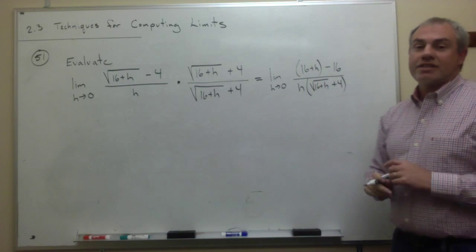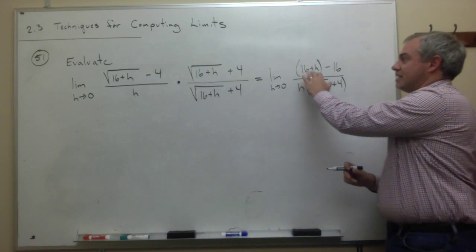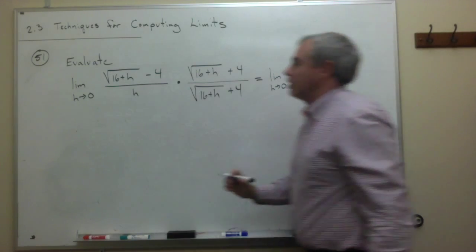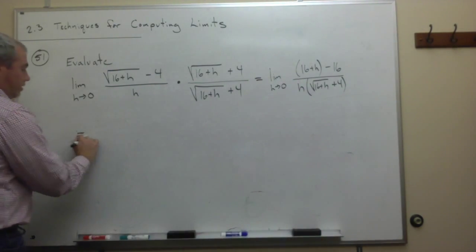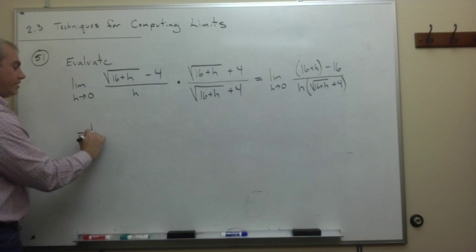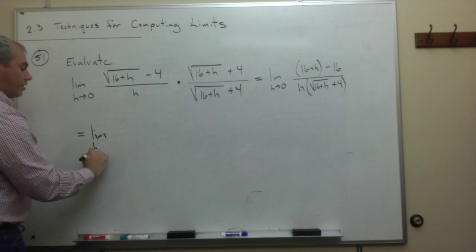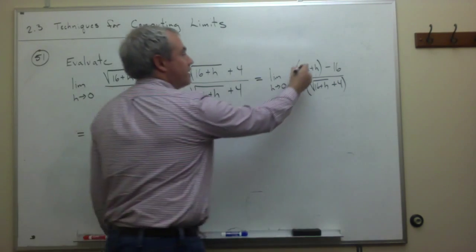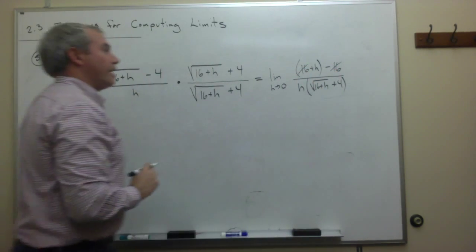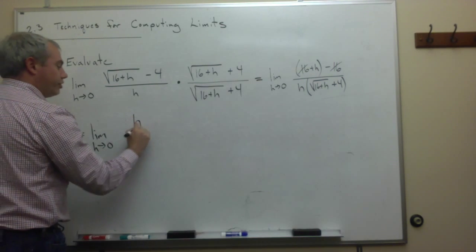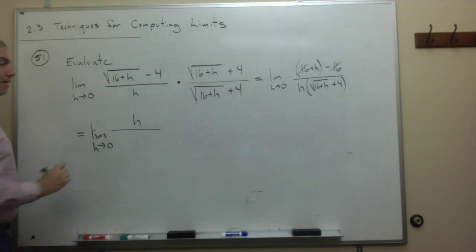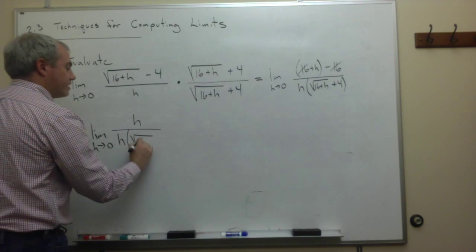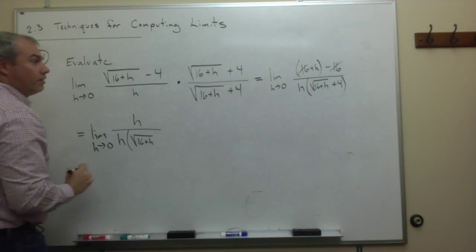Okay, now you can see that the top is 16 plus h minus 16, which is just h. So let's rewrite. If we rewrite this, we get the limit as h goes to 0 of, on top, the 16s cancel, and I'm just left with an h. And on the bottom, I get h times the square root of 16 plus h plus 4.